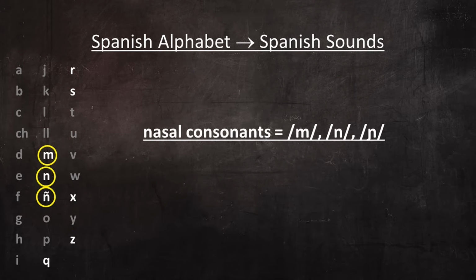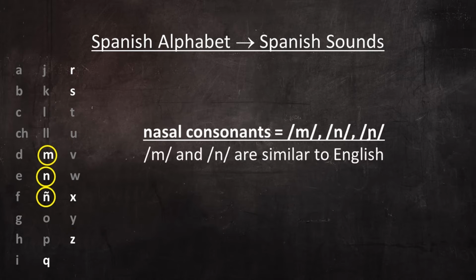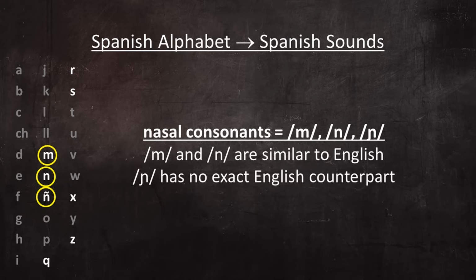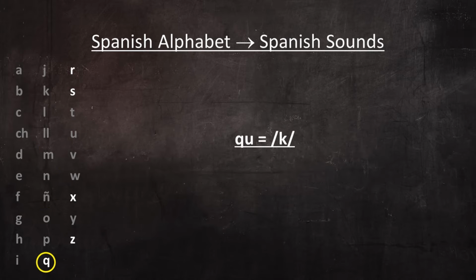M, N, and Nye represent the nasal consonants. M and N are extremely similar to their English counterparts, while Nye has no exact counterpart in the English language. Q is only found in combination with U, and like hard C, represents the K phoneme.